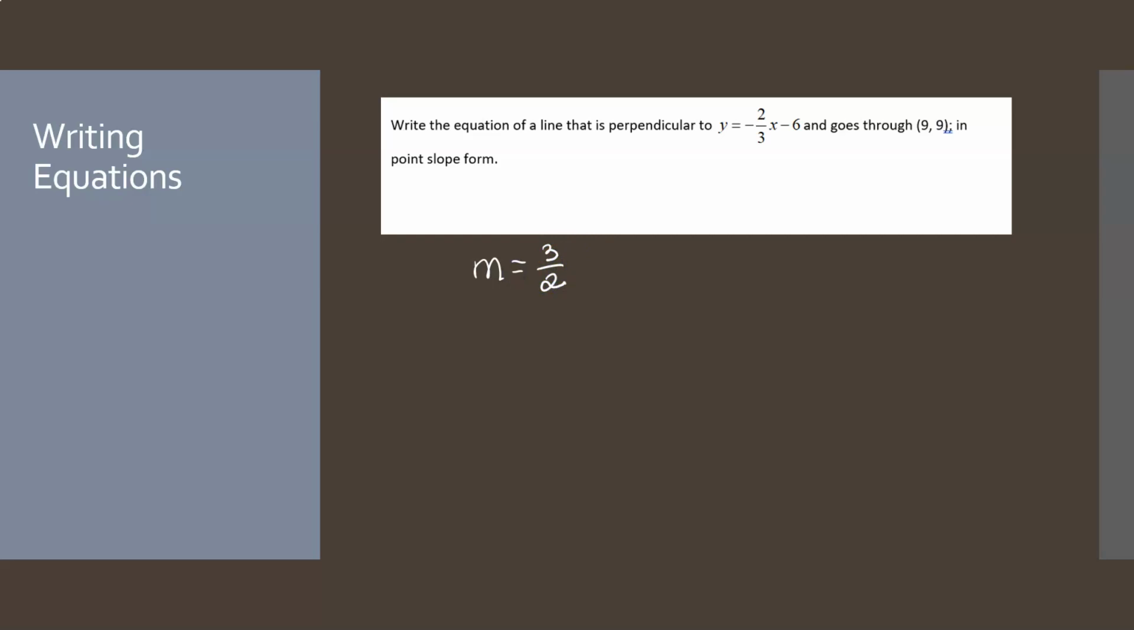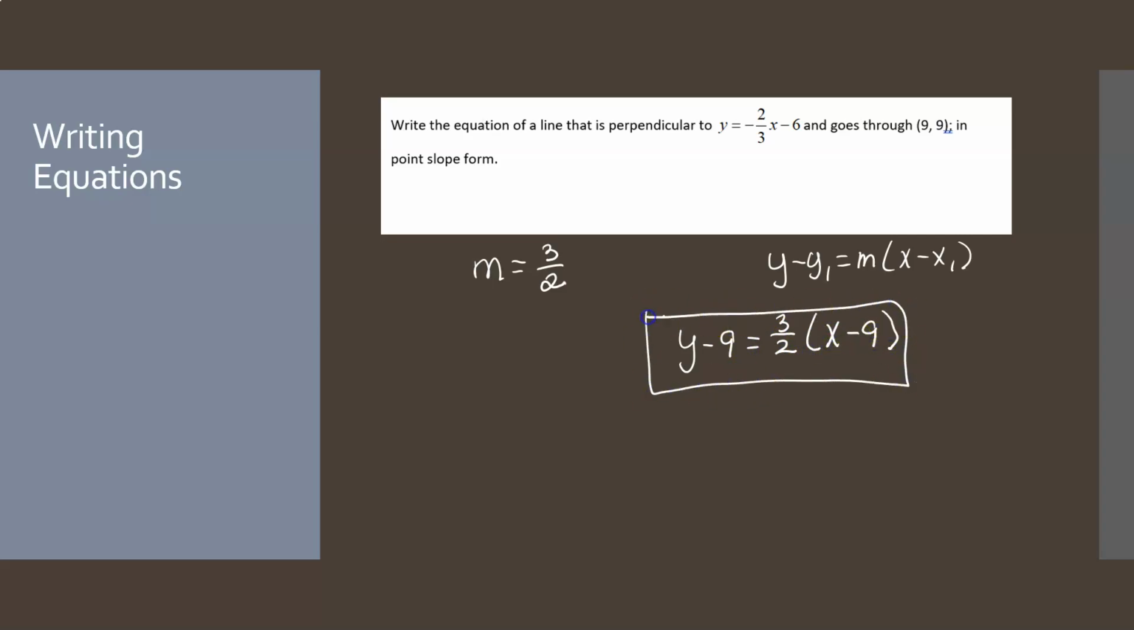So now we want point-slope form. If you remember, that's point-slope form. So all we need to do is now plug in the points. So we have y minus 9 equals 3/2 times the quantity x minus 9. Just plugging things in.